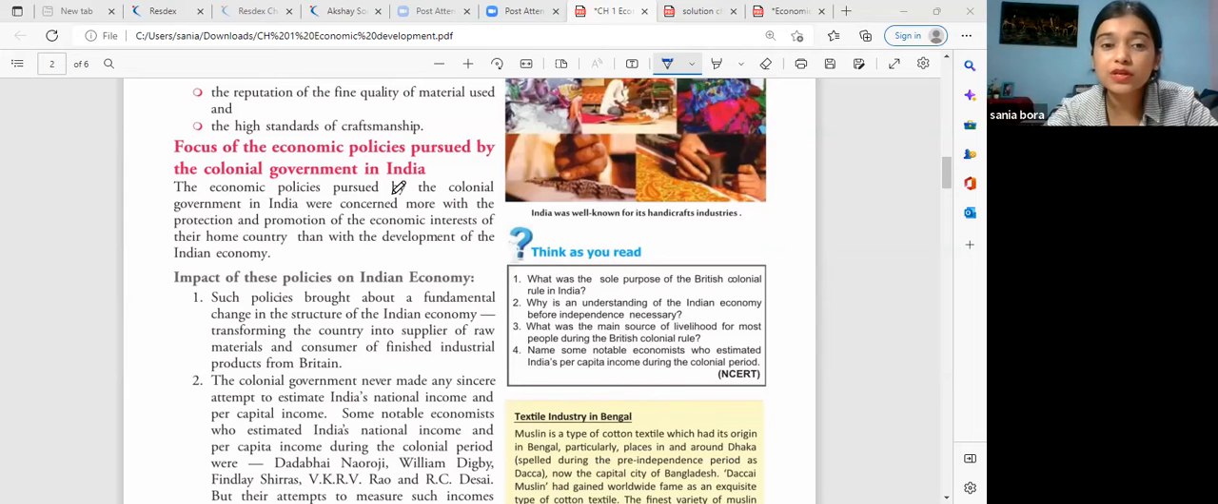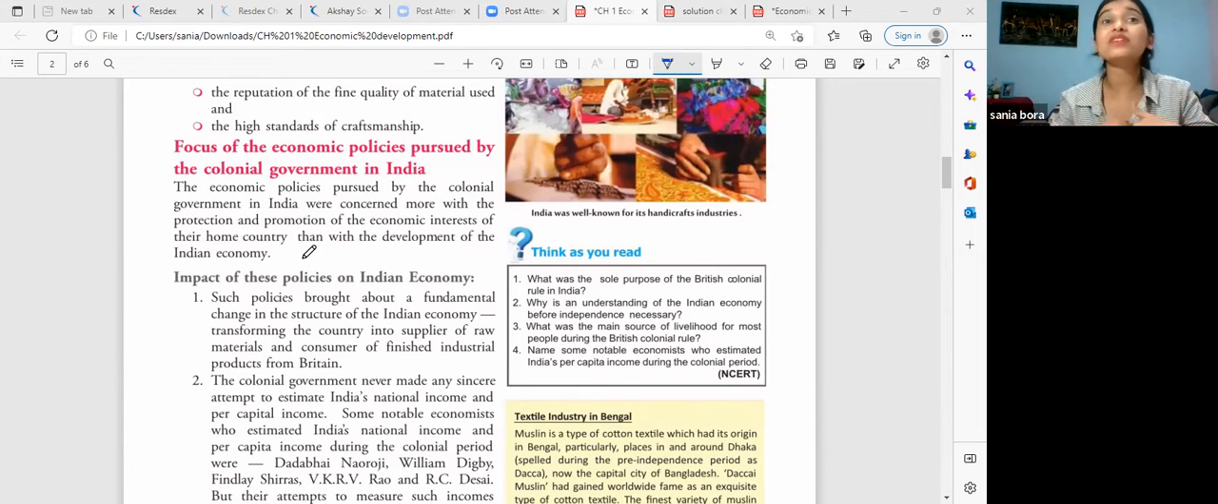So the economic policies pursued by the colonial government in India were concerned more with the protection and promotion of the economic interests of their own country than with the development of the Indian economy. Just remember: whatever they introduced, their main motive was to protect and promote. Protect means I don't want to use the resources of my country. Promotion means I want to sell things. For example, they were cutting down trees from India, not from their own country. Trees are everywhere, but for wood they were using India.